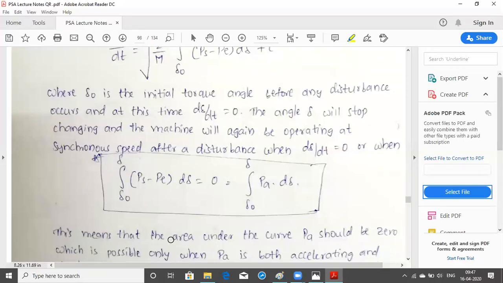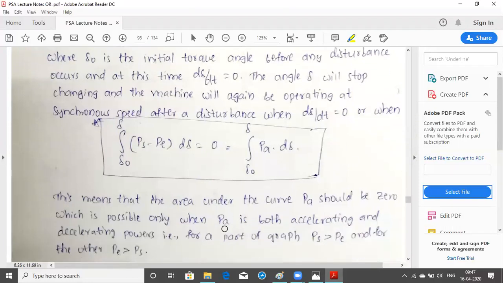This means the area under the curve Pa should be equal to 0. If it should be 0, it will have two things. The one thing is Pa is accelerating as well as decelerating. It will get accelerated when Ps is greater than Pe, and it will get decelerated when Pe is greater than Ps.